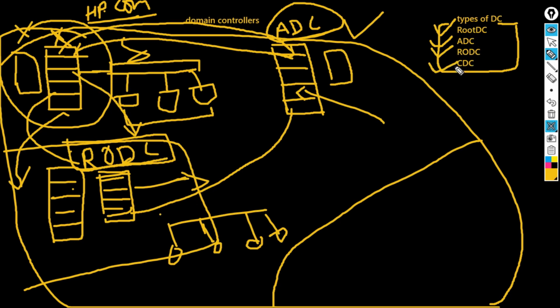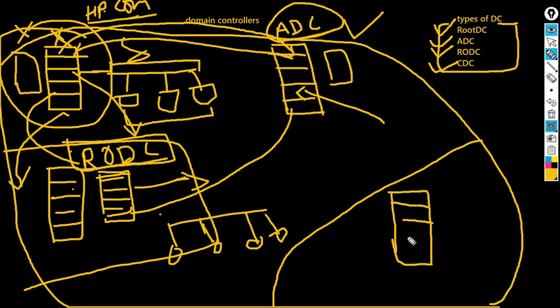We deploy a Child Domain Controller for a franchisee, not a branch office. Do you know the difference between branch and franchisee? Branch office means the same organization, same owner. But franchisee means a different owner. The part will be in this domain, HP, but the owner will be different here. So here we'll put the child domain controller.